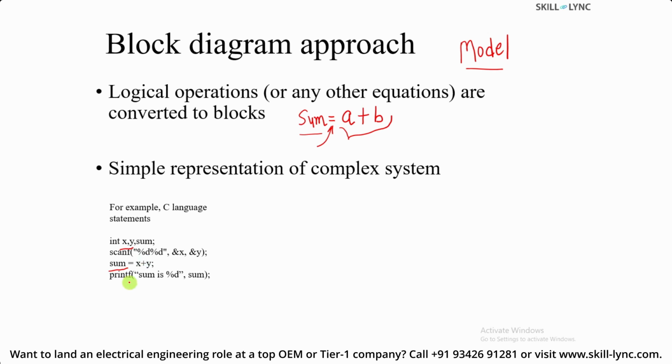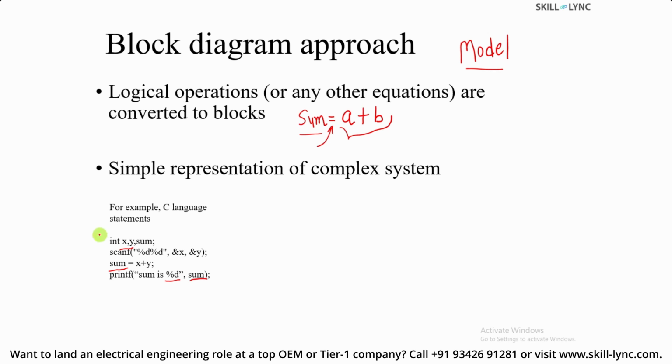And in the printf command, or print to the file command, you say that sum is this value, right? So whatever this sum is, it is referred to over here and it will take this place. So in this simple C program, how can we convert this into a block diagram, right?